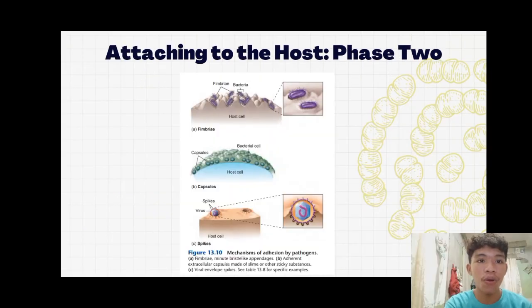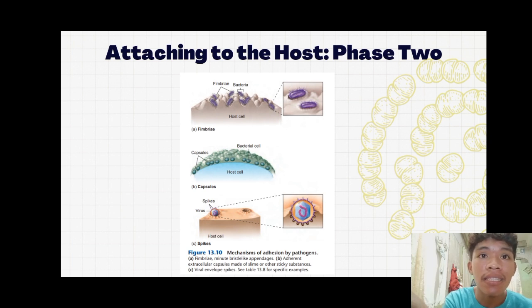This figure shows three ways germs attach to cells in the body. First, fimbriae. Bacteria use tiny hair-like structures called fimbriae to stick to the surface of a host cell. The image shows the fimbriae acting like hooks grabbing onto the cell. And B, capsules. Some bacteria have a sticky outer layer called a capsule. This capsule helps them adhere to the host cell surface. The image shows the capsule acting like glue, holding the bacteria to the cell.